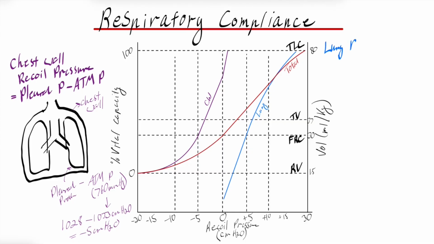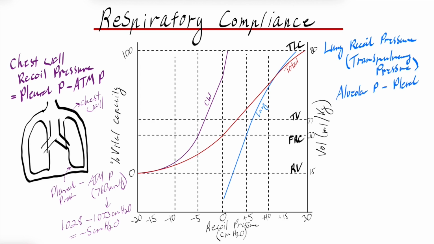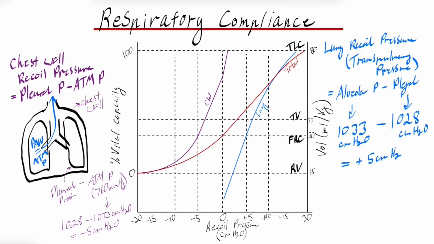For your lung recoil pressure, this is also your transpulmonary pressure, and this is your alveolar pressure minus your pleural pressure. So alveolar pressure with an open mouth and open glottis at rest should equal atmospheric pressure. Therefore, we already know atmospheric pressure was 1,033 centimeters of water, and we said in our previous equation that our pleural pressure or our intrathoracic pressure was 1,028 centimeters of water. So you just do 1,033 minus 1,028, which equals +5 centimeters of water. And that explains why at FRC, your lung compliance crosses at 5 centimeters of water.